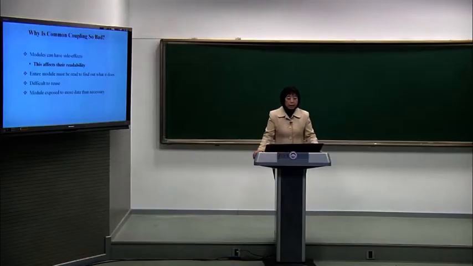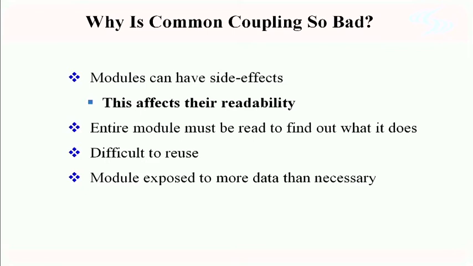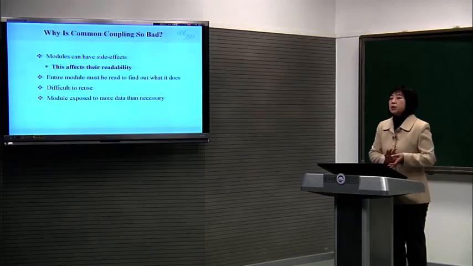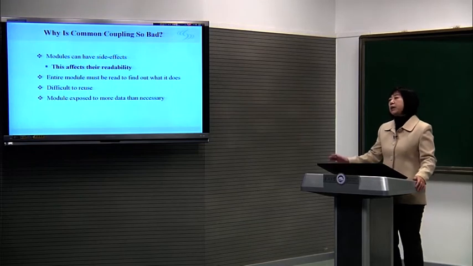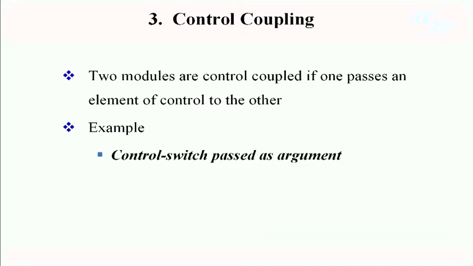Well, at the second level, common coupling, things are still not so good. It's still so bad, because the modules share some common data, and sometimes the common data will be out of control because it can be accessed by any module. Level 3, control coupling. Two modules are control coupled if one passes an element of control to the other.